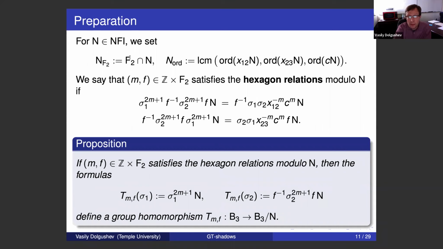So notice that the choice of NF2 and NORD is important here, because eventually I want to pass to cosets. I don't want to talk about the integer m; I want to talk about little m mod n ord, and little f modulo NF2. So I want my relations to be defined for cosets. That's why I'm choosing NF2 and ord appropriately for that.